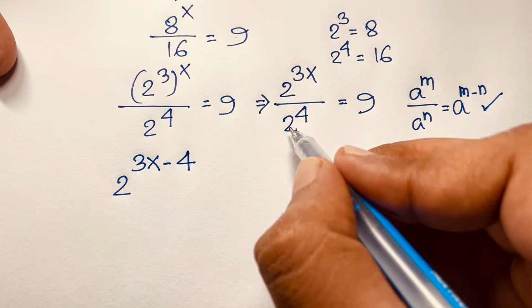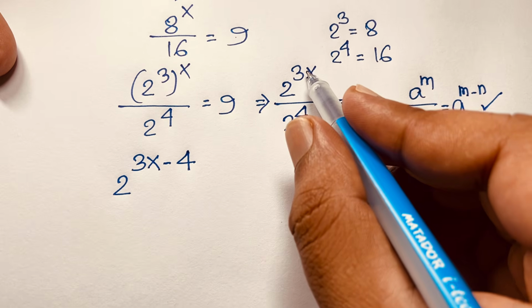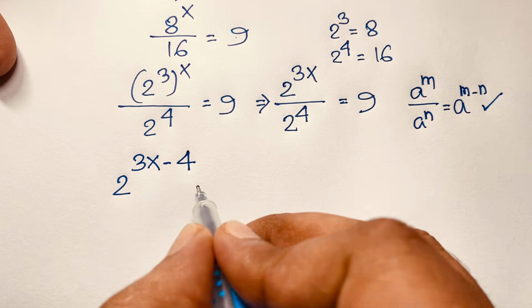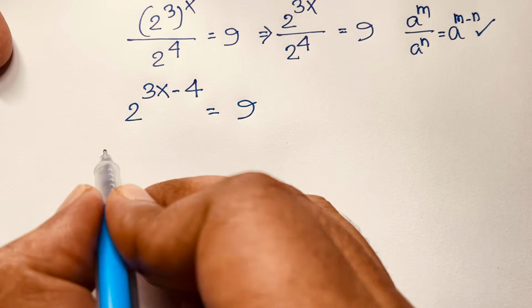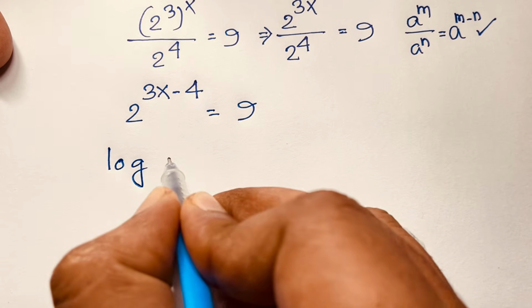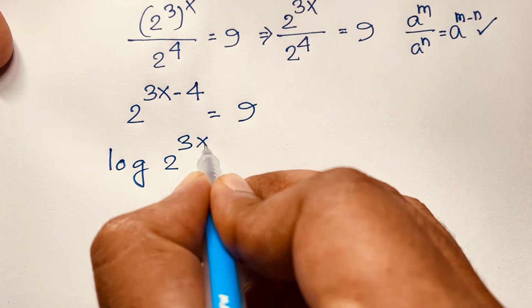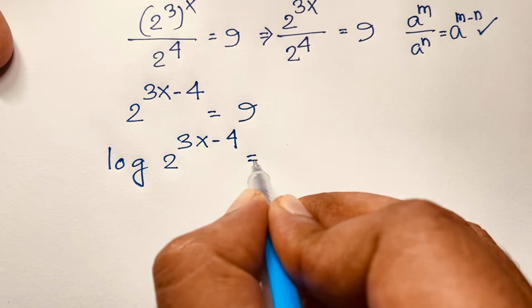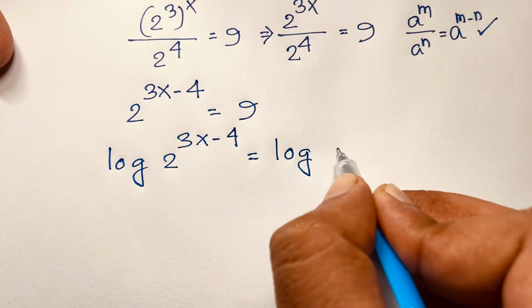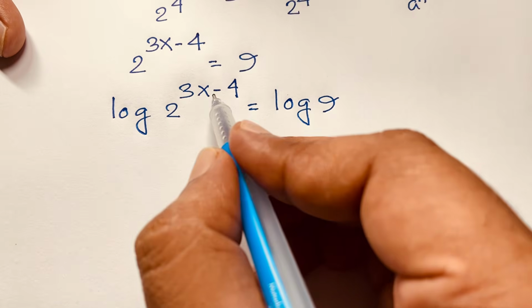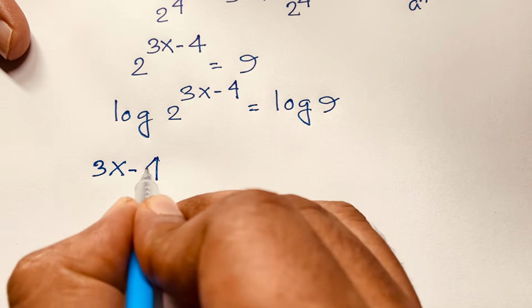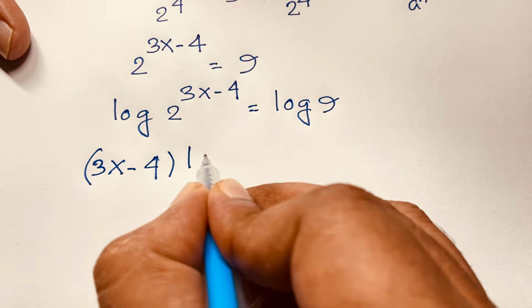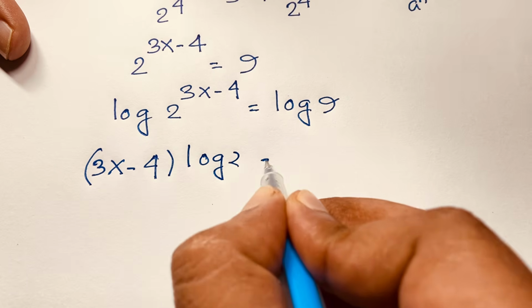Because the base is the same, I subtract the exponents: 2 to the power 3x minus 4 is equal to 9. Then I take the natural log of both sides: log of 2 to the power 3x minus 4 is equal to log 9. Then this exponent moves in front, so it is 3x minus 4, times log 2, is equal to log 9.